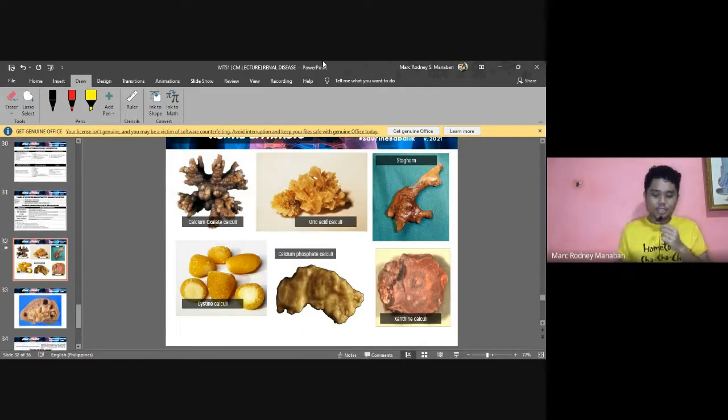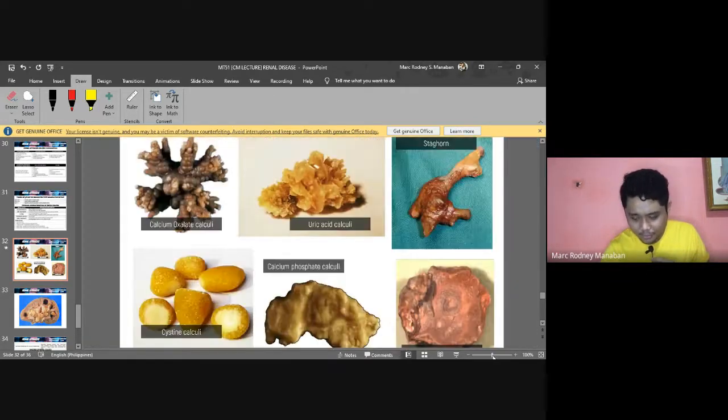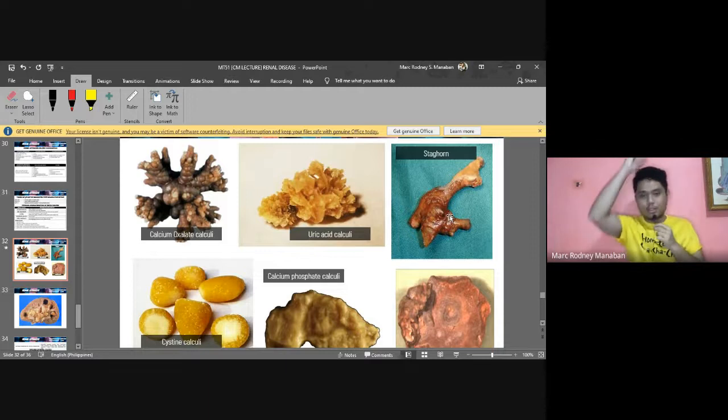So here are some pictures. As you can see, CaOx, dears, is dark, rough in surface. Uric acid, there. Cystine, not greasy, not like that candy from earlier. Okay. Then you have calcium phosphate, pale and friable, meaning somewhat brittle. Okay. Xanthine calculi, somewhat reddish brown. And this is your staghorn. As you can see, the staghorn has antlers like a deer, no? Those horns, antlers of the deer, alright? So what is its appearance?